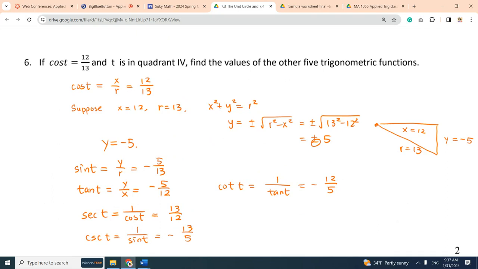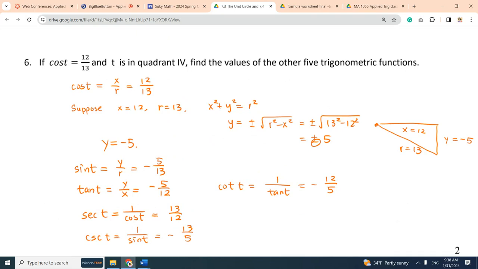So here, we have seen the problem where I give you sine, and then you know the y and r, and you find the x. This problem, I give you cosine, so you know the x and r, and you find the y. What if I give you tangent? If I give you tangent, then you know the y and x. You want to find the r.